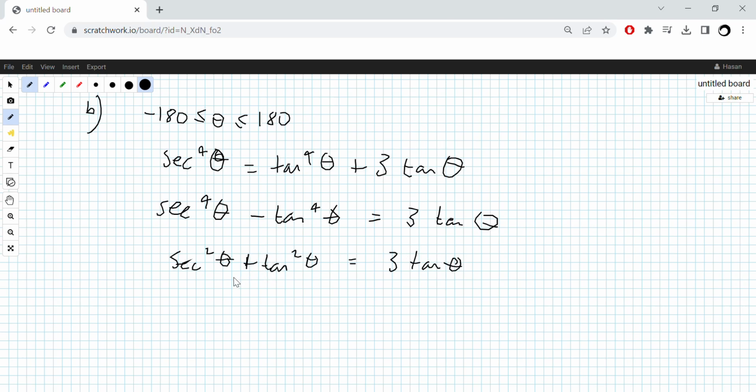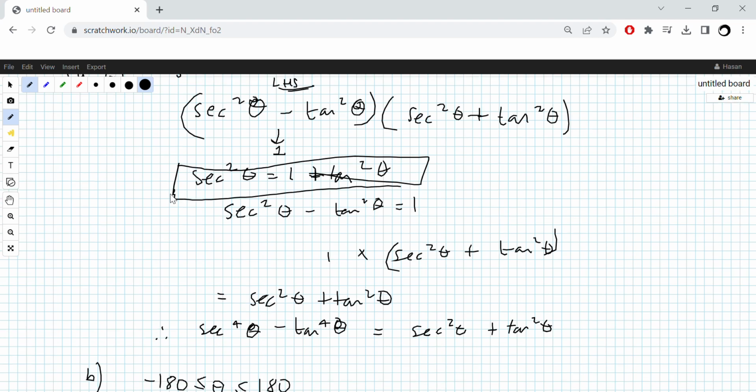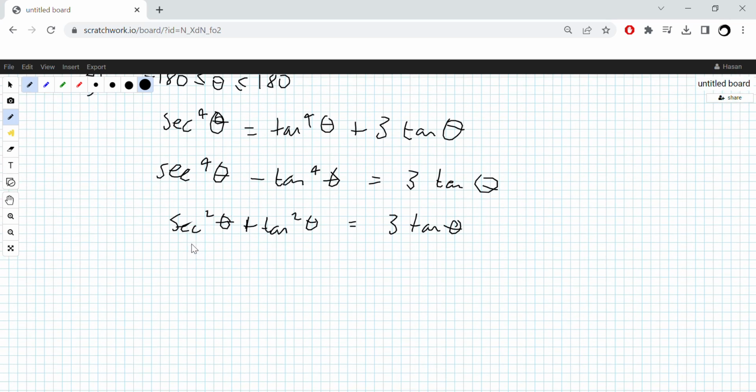This does us no good because we can't really rearrange this into anything, as we can't use the identity to rearrange this, is what I mean. If it was sec squared theta minus tan squared theta, then we could just equate that to 1 using the identity over here. But as it's sec squared theta plus tan squared theta, we're going to have to do something else, and what we're going to do is use the identity to replace sec squared theta, because you can see we have two tans over here.